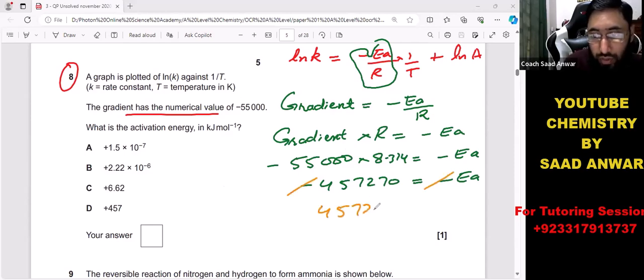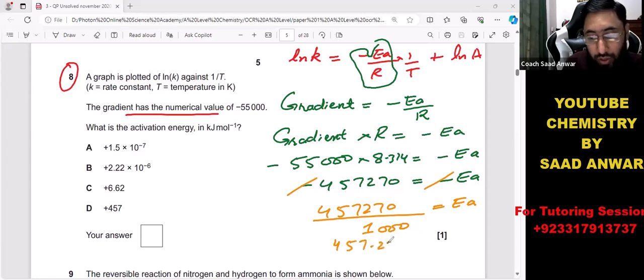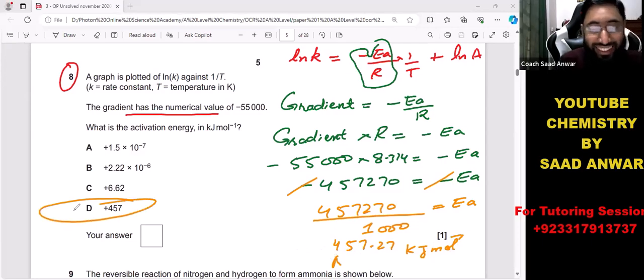So 457270 is the activation energy. Oh, this is not matching. What again I do? I divide this by 1000. So when I divide this by 1000, my final answer will be 457.27 kilojoule per mole. And you guys can see this is matching with option number D.